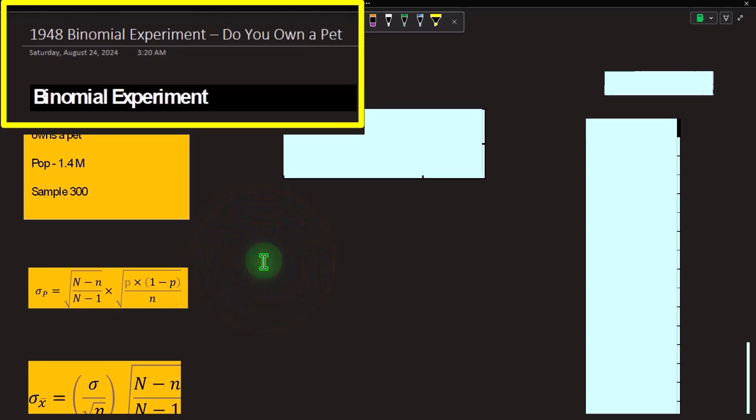But in any case, yes or no binomial could happen within a survey situation. Many surveys ask the question, did you like the service or did you not like the service?